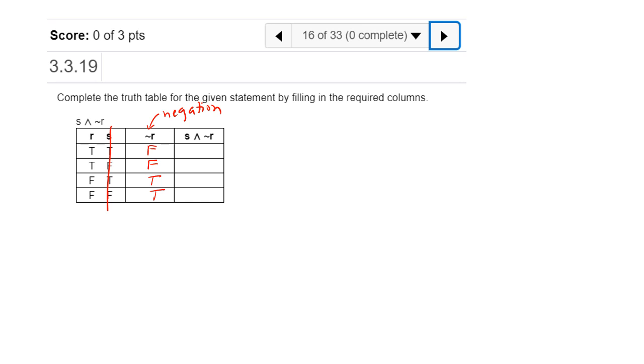Now what we want to do is consider S and not R. Remember, that's the and symbol. The only time the and can be true is if you have 2 truths. So we want to now disregard the R column, only look at these 2 columns, S and not R. And must have 2 truths to be true. So I look through my table, and the only place I see 2 truths is this third situation. So everything else would be false. Thus, my truth table is given.